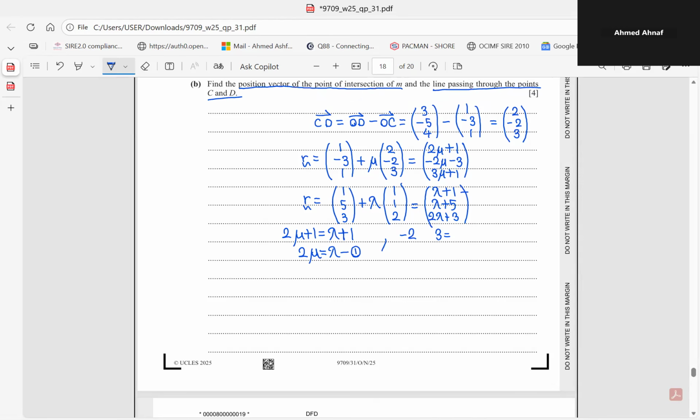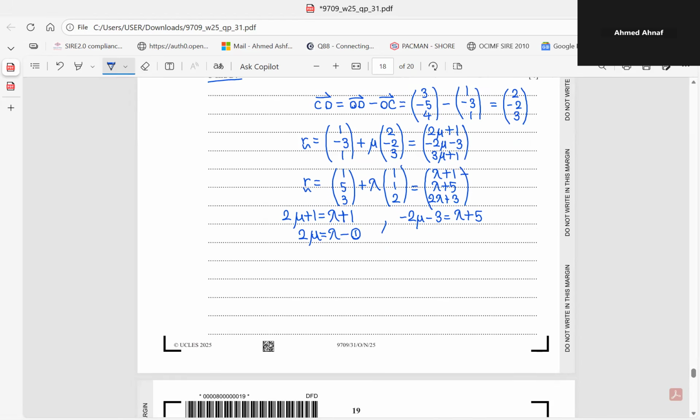Now let's do the same for these two. So 2 mu minus 3 equals lambda plus 5. You would get lambda equals minus 2 mu minus 3 minus 5, which is minus 8. So that's equation 2. So equation 1, equation 2, both of them have lambda as a subject, so we can equate both of them.